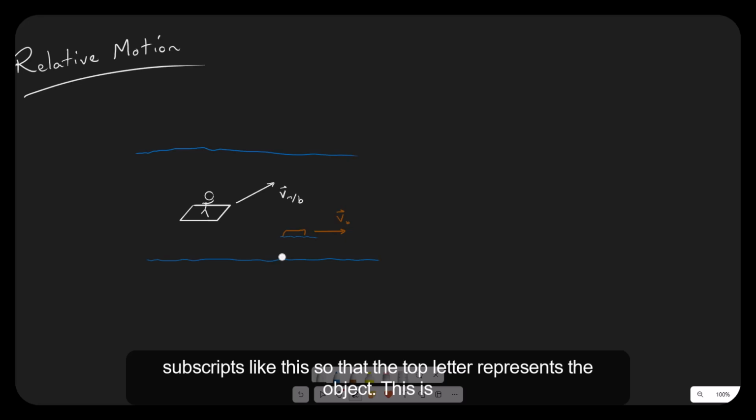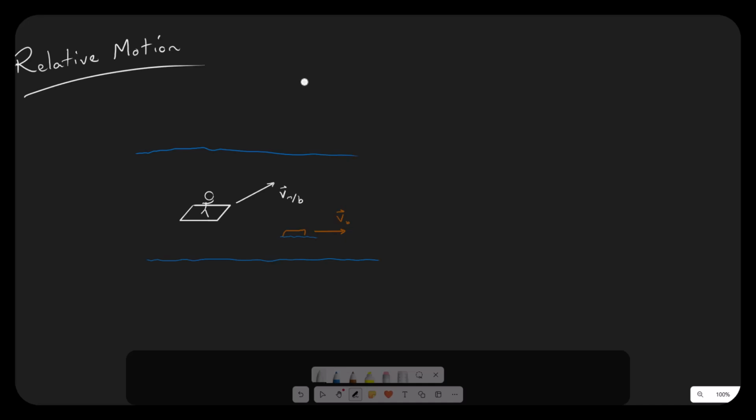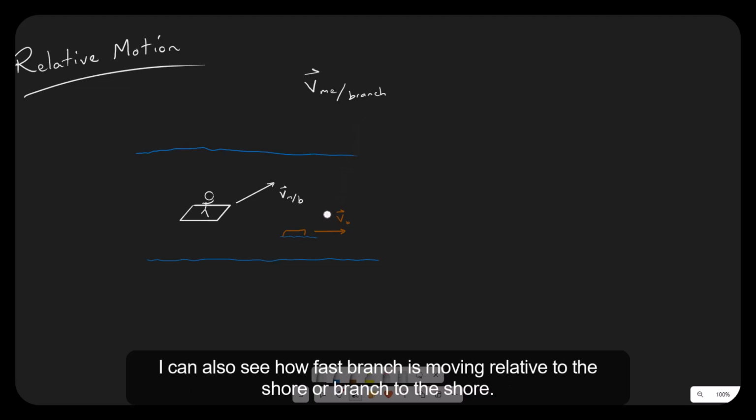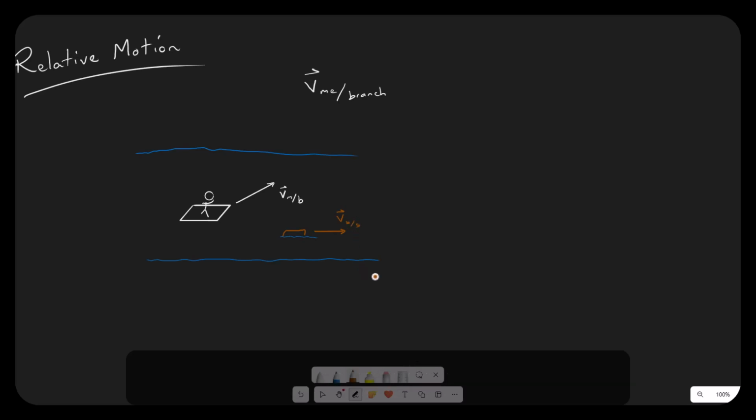I'm writing subscripts like this so that the top letter represents the object, me. So this is the velocity of me relative to the branch. The top subscript represents the object. The bottom one represents my reference point, the branch. I can also see how fast the branch is moving relative to the shore. Branch to the shore.